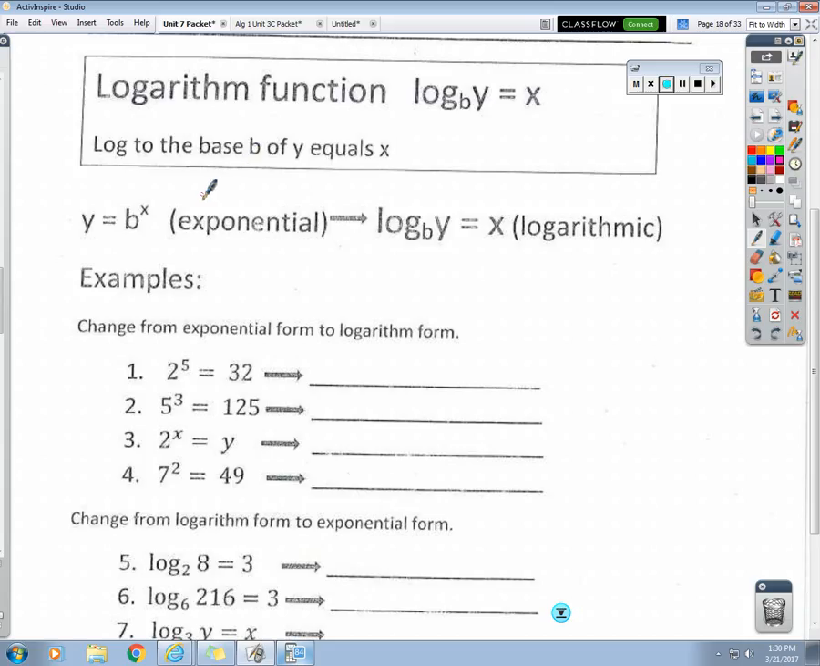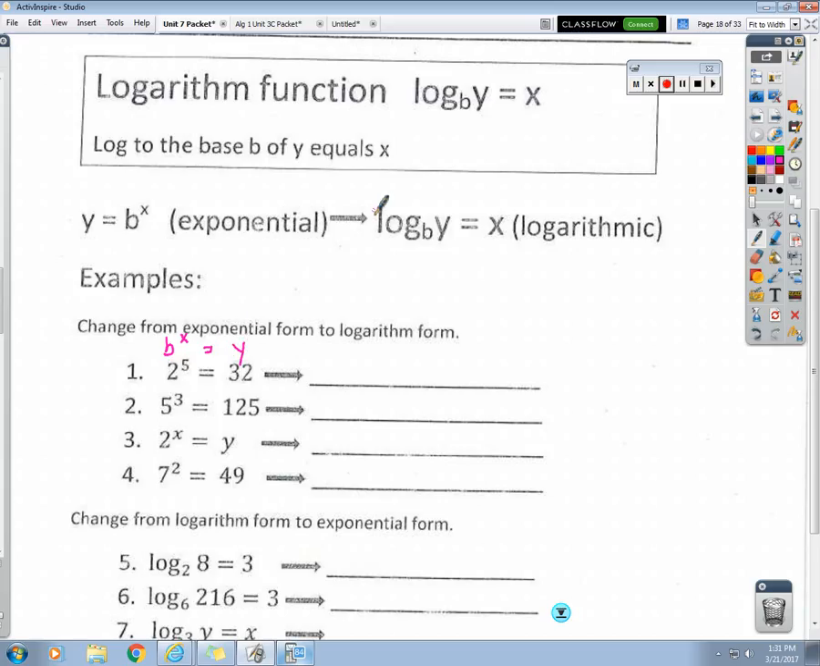We know that exponential functions are in the form y equals a times b to the x. But if a is 1, you don't have to write it. Logarithmic functions are in the form log base b of y equals x. So this first one, what would the 2 be? The b value, right. What would the 5 be? The x. And what would the 32 be? The y. Does everybody understand why 2 is b, 5 is x, and 32 is y? Because it's in the form y equals b to the x power.